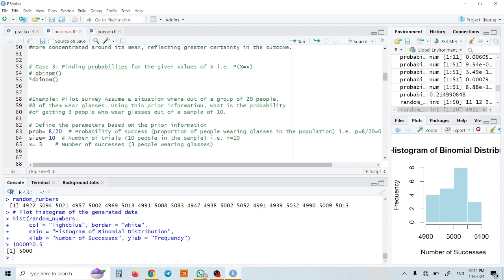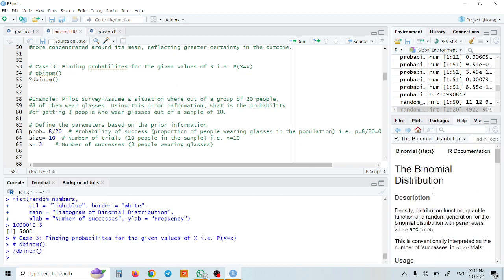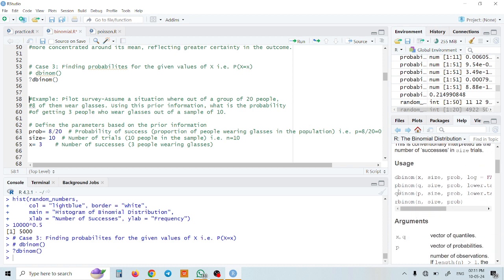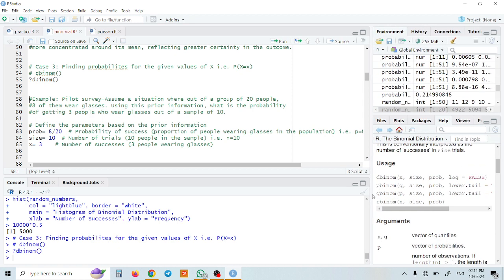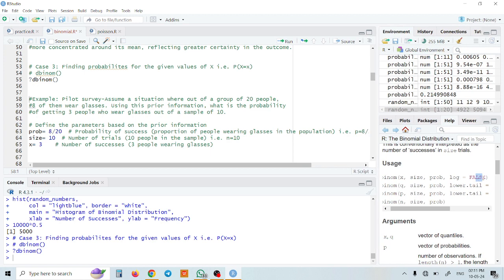If you want to know the details about dbinom, you can type help, question mark, and dbinom. Again it will take you to the help on the right-hand side, and you can see what arguments are needed for dbinom. Log is a new term here. If you want your probability in terms of log, then you set it, but generally we don't want it. It is false by default, so we will keep it false.